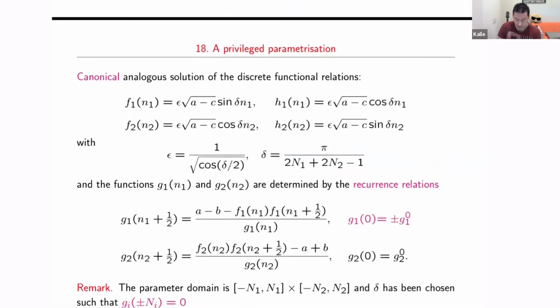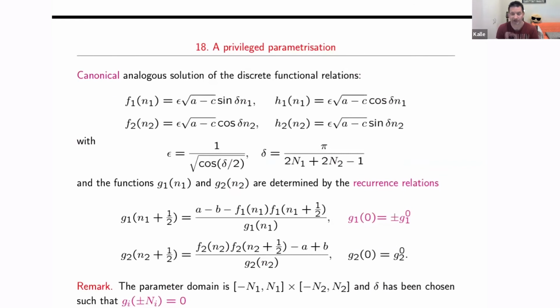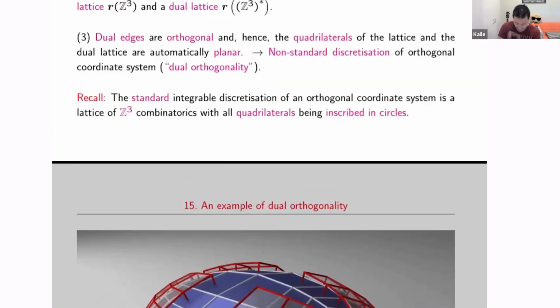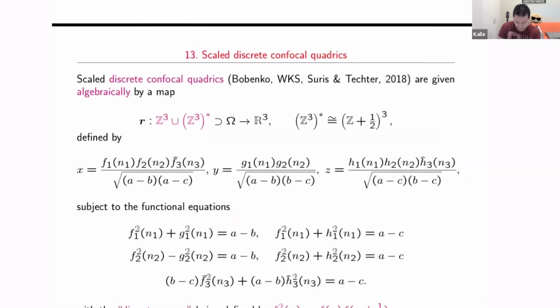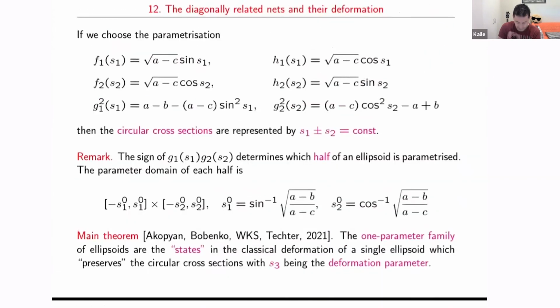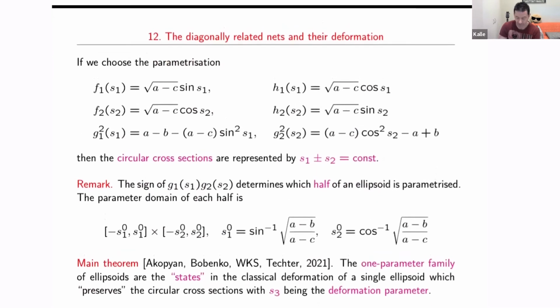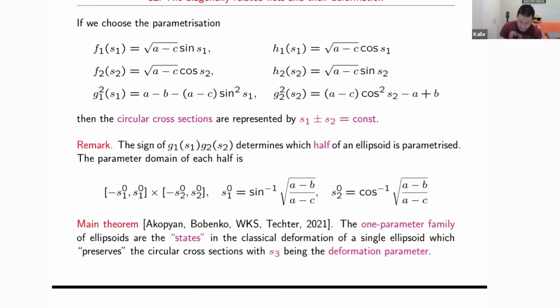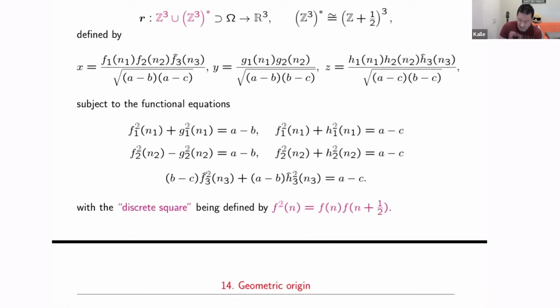So let me move on. Now you would have to find a discrete variant of this parametrization that I showed you earlier, which leads to this parametrization, which gives you those mutually diagonally related nets. And you have to satisfy this system here, of course.